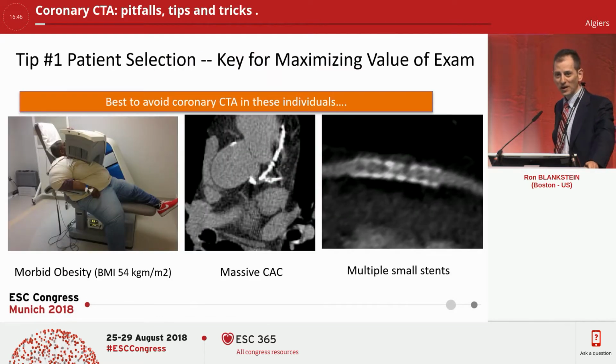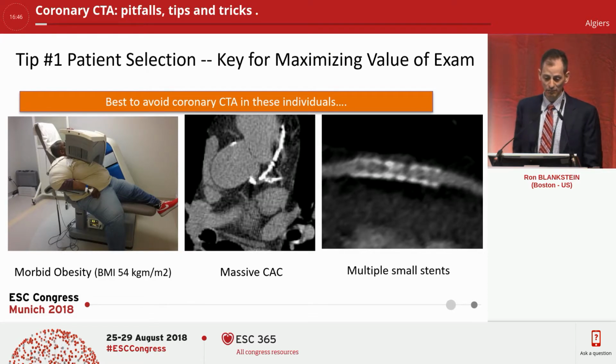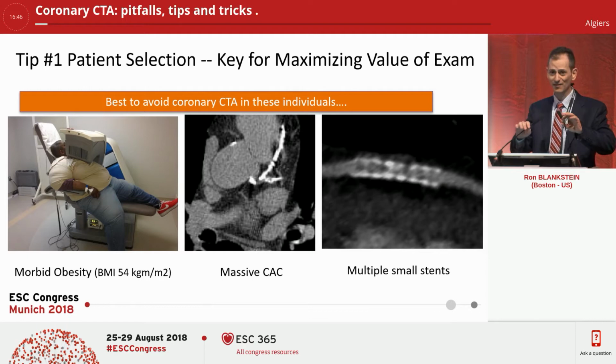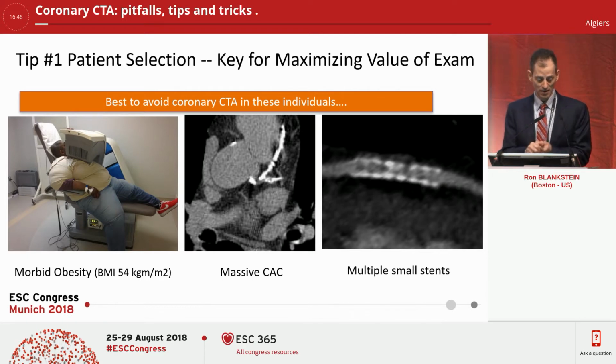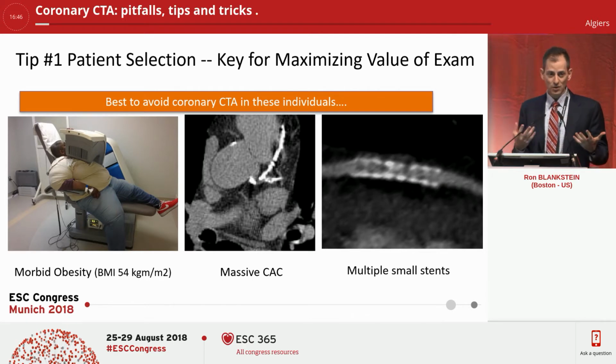I will go straight to tip number one, which is you have to be careful about selecting your patients. That's key for maximizing the value of coronary CTA, even though our newer scanners can do bigger and bigger patients. This patient here had a BMI of 54, not a good candidate for CTA. This is a second generation SPECT camera that actually got good images.